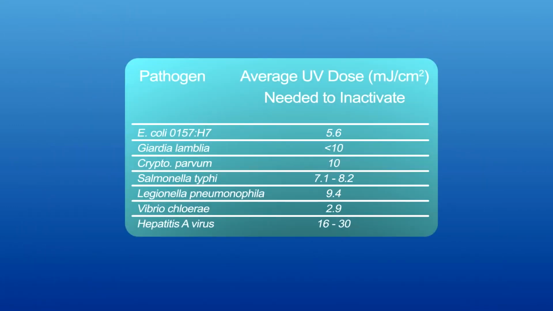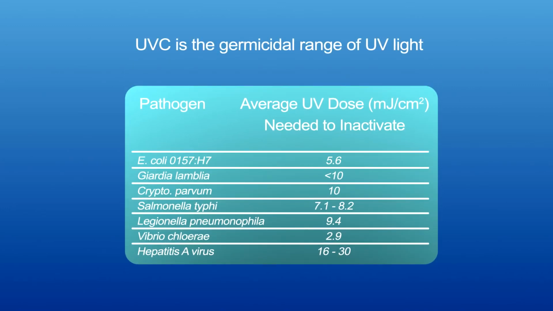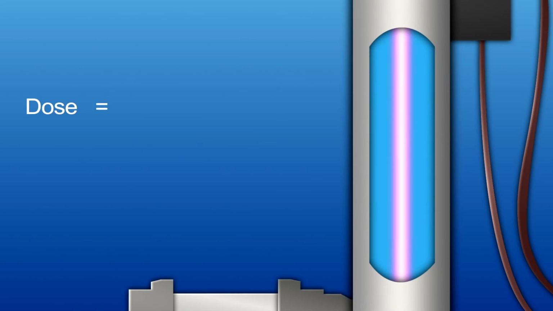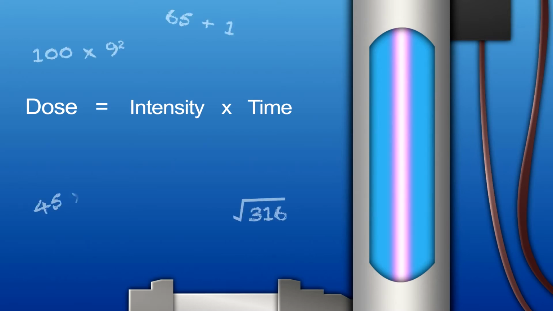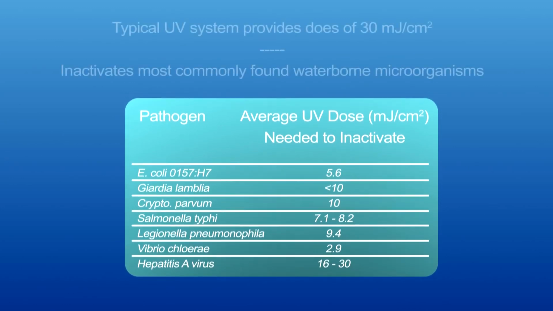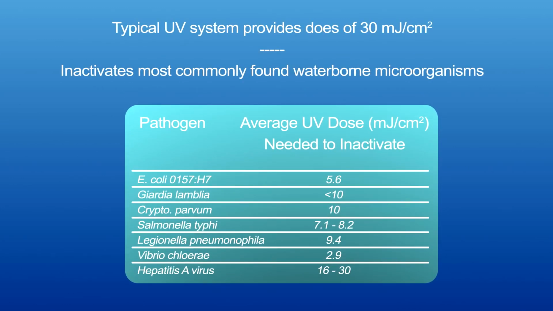The key to UV disinfection is that different amounts of UVC energy are needed to inactivate different organisms. The amount of energy needed is called the dose. For UV systems, you get the dose by multiplying the light intensity by the exposure time. The latter is accounted for by the flow rate of the water through the UV chamber. But to spare you from all that math, manufacturers of UV systems will typically design the system to provide a dose of 30 millijoules per centimeter squared. This is sufficient to inactivate the microorganisms commonly found in water supplies.